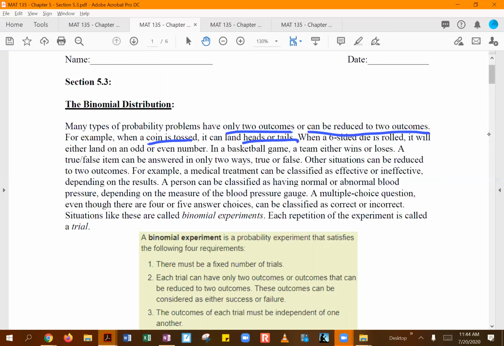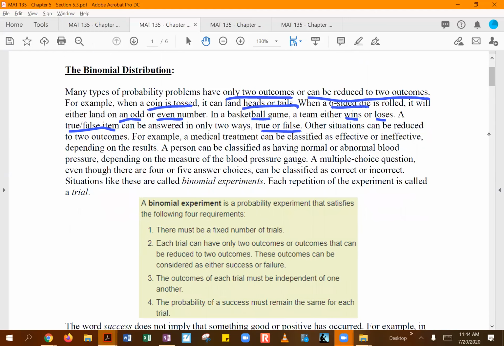Now, when we're talking about rolling a 6-sided die, or even something bigger than that, you can reduce it down to 2 outcomes. With the die, we are talking about whether it rolls an odd number or an even number. With a basketball game, either the team wins or loses. A true and false question would also have 2 outcomes. That's one thing which is very crucial when we're working with binomial distribution: we have to be able to break our outcomes down into only 2 outcomes, not more than that.